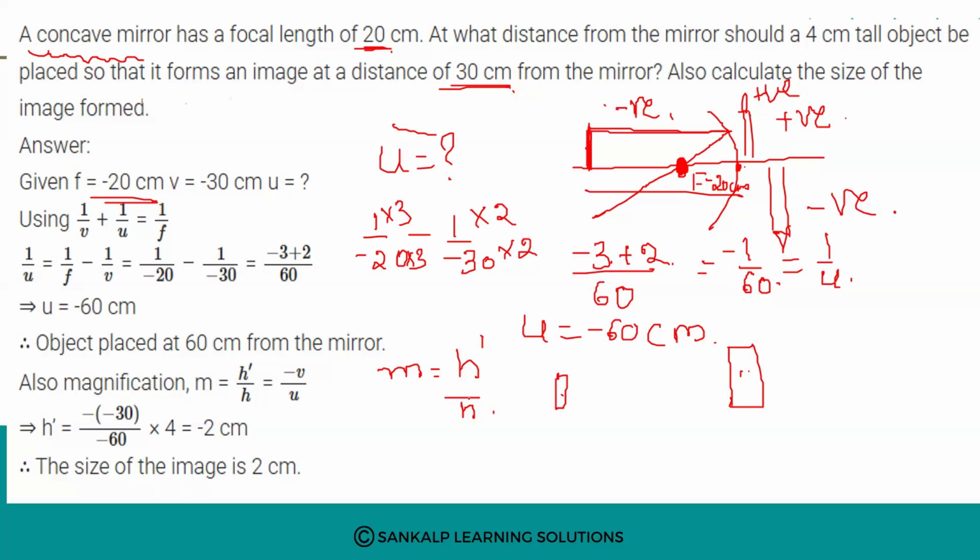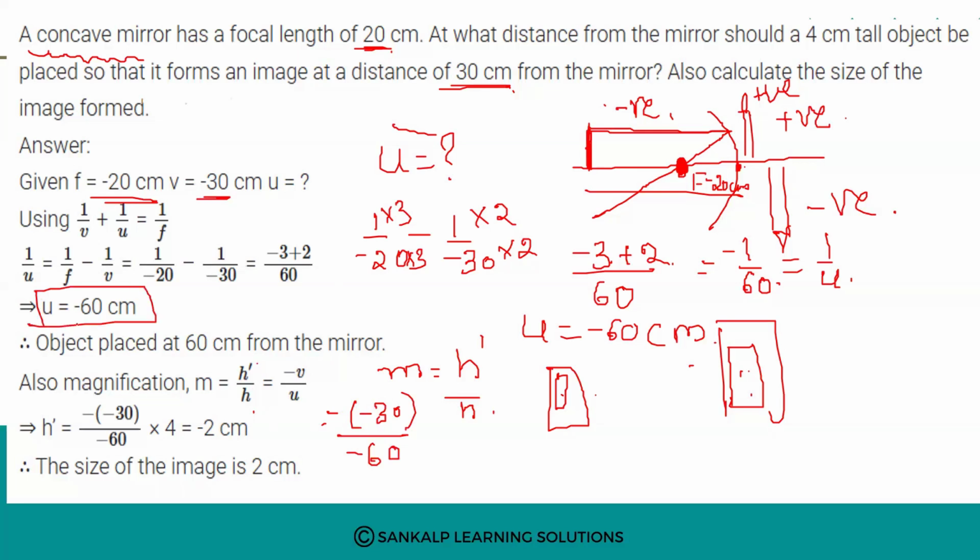The magnification can be found by using h dash divided by h. That is height of the image divided by height of the object. This height of the object is this much, height of the image is this much. If you take the ratio of these two, then you can find the magnification m. In other words, it is distance of the image divided by distance of the object. So minus v divided by u. Here v value is minus 30, divided by u, which is minus 60.